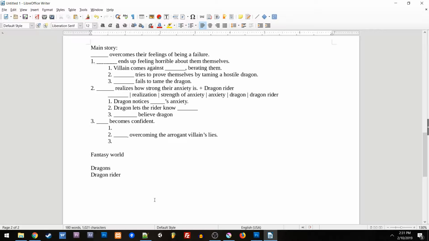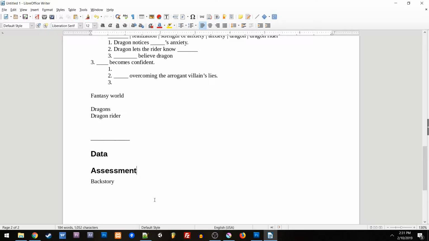So what we can do is look at our next technique, which is the beginnings. Now at this point, I would recommend that you start developing your DAB structure for your character. So our main character is named blank. And then we have the data, the assessment, and the backstory. So I'm going to make these into headings.